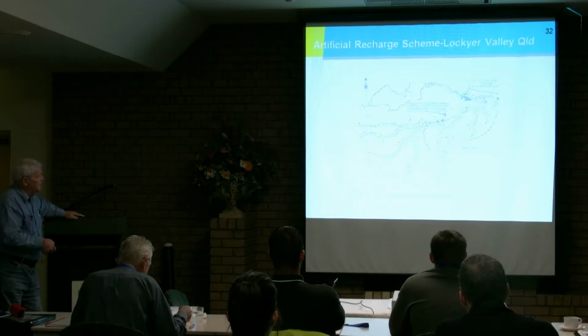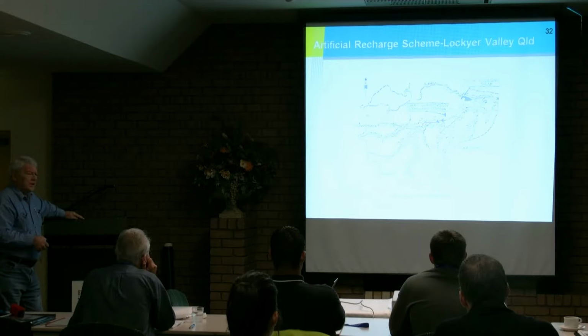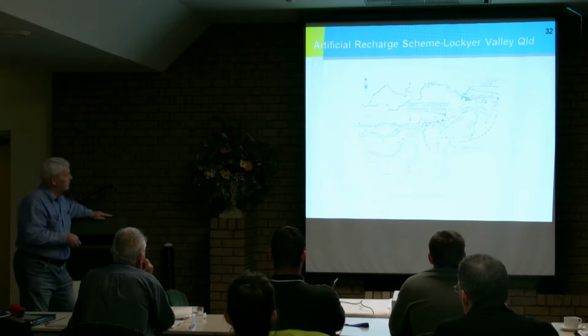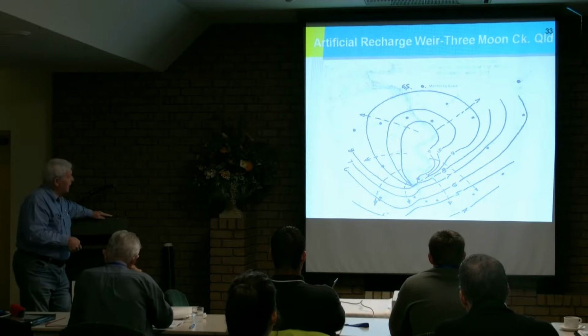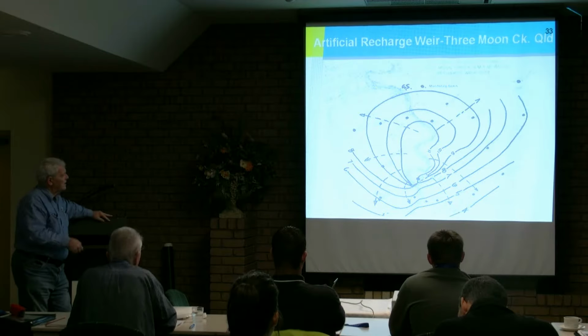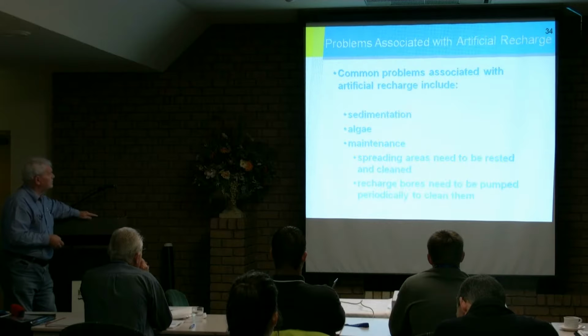This is the Lockyer Valley I mentioned before, where we have 19 recharge weirs. You wouldn't think they were needed on the basis of the reports from the Lockyer Valley over the last couple of months with that enormous flood that came through, but it's normal. This here is a recharge weir in Three Moon Creek near Monto in central Queensland, and these are the water level responses around that creek. You'll see that the water level will come around and back into the creek there, but it is affecting and impacting the aquifers further upstream.